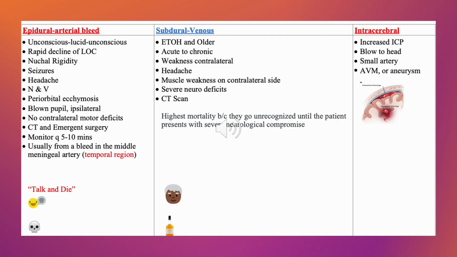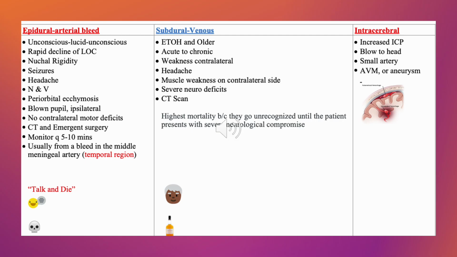They'll have nuchal rigidity, which means stiff neck. And the reason is anytime blood is in the brain in a space it's not supposed to be in the cerebral spinal fluid, it irritates the cerebral spinal fluid, and they have what's called meningeal signs, such as stiff neck, nuchal rigidity, seizures. They're going to have a headache because they have a traumatic brain injury, nausea and vomiting. With epidural, they could have periorbital ecchymosis, because remember, it's on the temporal side of the head that they have the TBI, and usually it's from a bleed of the middle meningeal artery.